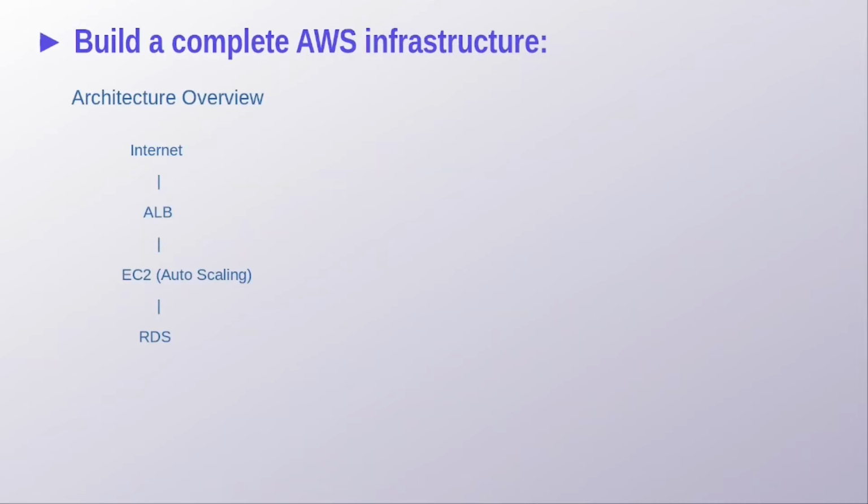Build a complete AWS infrastructure. The goal of this Capstone is not just to make Terraform run. The real goal is to build infrastructure that can scale, can be maintained by a team, and can be used in real companies. This is how professionals think.